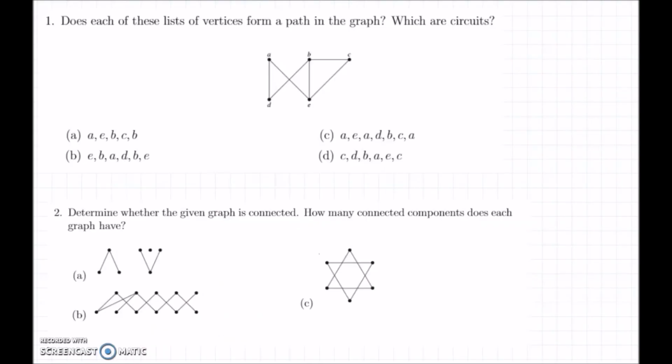All right, looking at these problems, number one, does each of the lists of vertices form a path in the graph? Which of them are circuits? Remember what a path is? It has no repeated vertices.